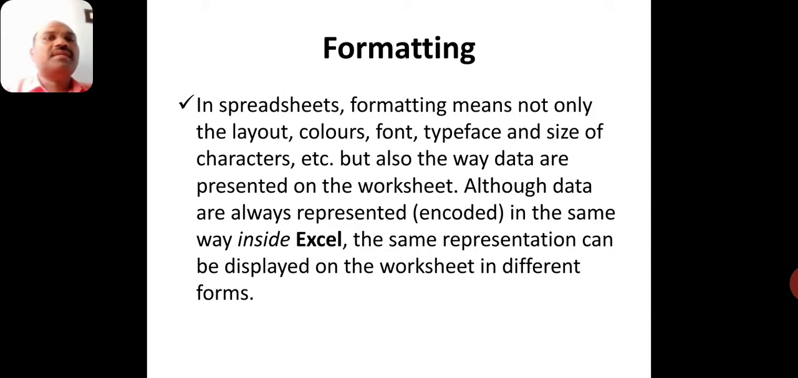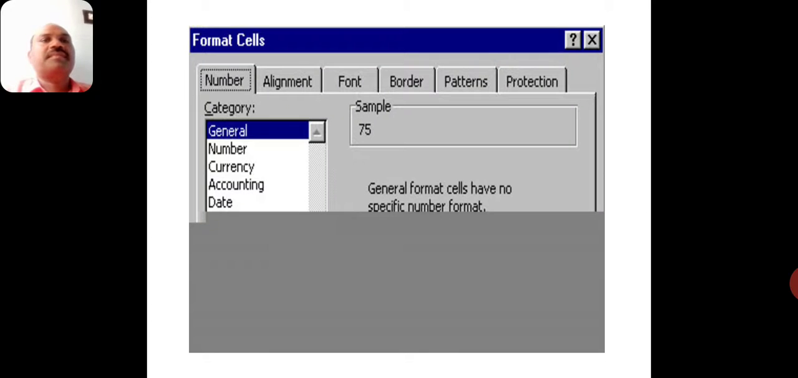Formatting. In spreadsheets, formatting means not only the layout, colors, font, typeface and size of the characters, but also the way data are presented on the worksheet. Although data are always represented and encoded in the same way inside Excel, the same representation can be displayed on the worksheet in different forms. This is how.